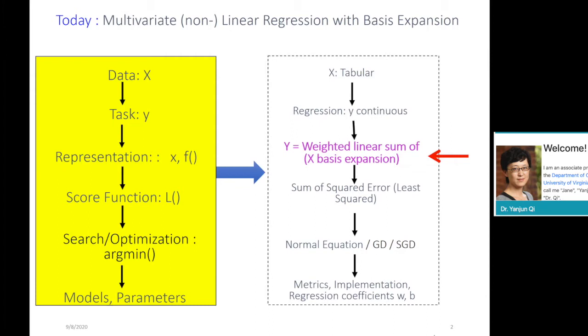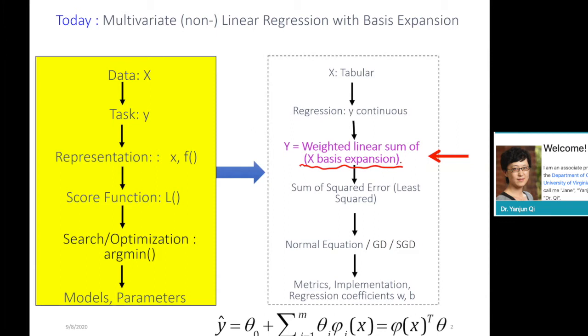The only difference is the representation of y. If you still remember our nutshell view of linear regression, in the basic linear regression, y is assumed as a weighted linear sum of x. And the only difference now is y is a weighted linear sum of not just x, but x basis expansions. So this is the equation.